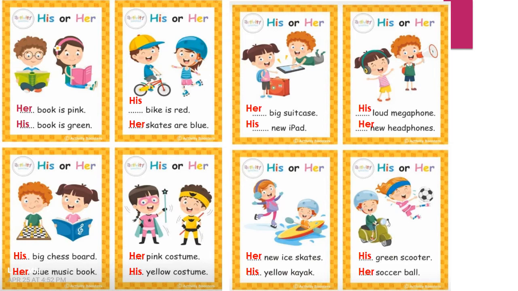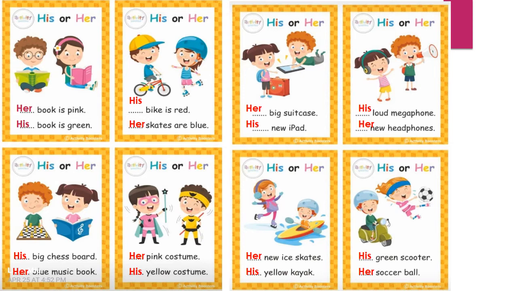Now we are going to practice more to differentiate between his or her. As we said before, his is a possessive adjective that shows us that the thing belongs to a male. Her is a possessive adjective for things that belong to a female. Okay, look here. The first one, book is pink. So the answer will be her. Her book is pink. Book is green. So whose book is green, the boy or the girl? The boy. So his book is green.